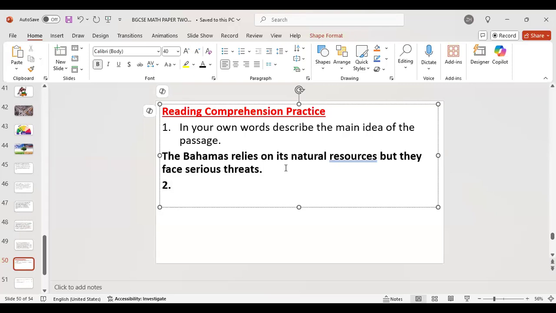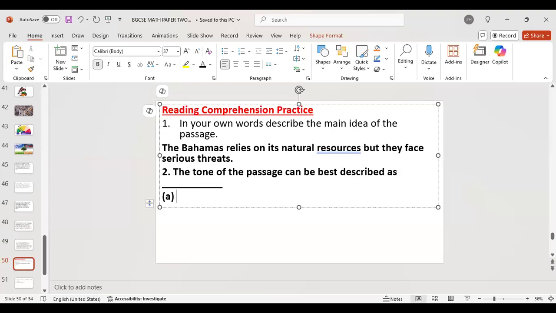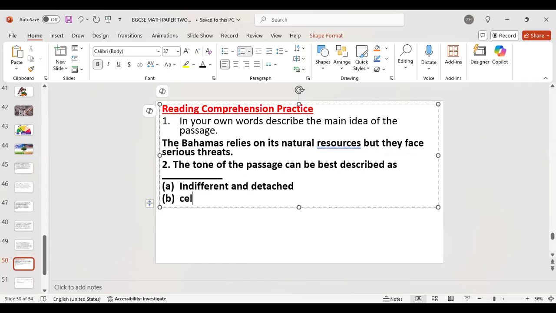Number 2. The tone of the passage can be best described as blank. Is it A, indifferent and detached? By the way, the passage is inside the chat. Is it B, celebratory and optimistic?